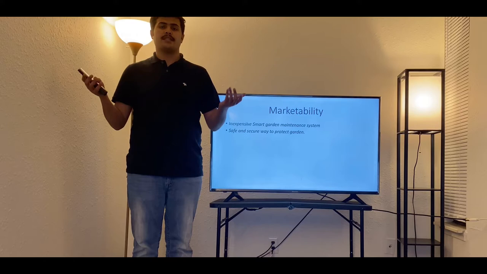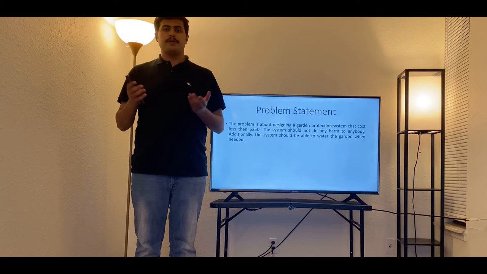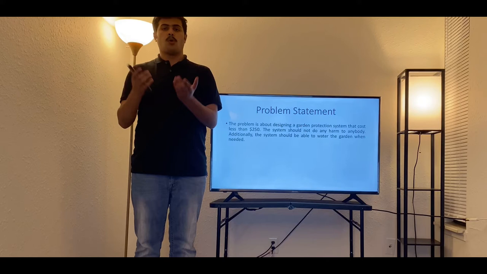Next. Problem statement. The problem is about designing a garden protection system that costs less than $250. The system should not do any harm to anybody. Additionally, the system should be able to water the garden when needed.